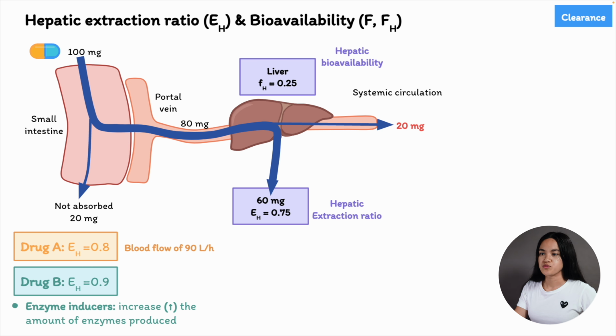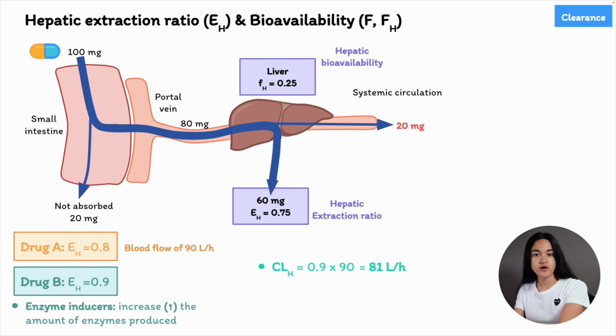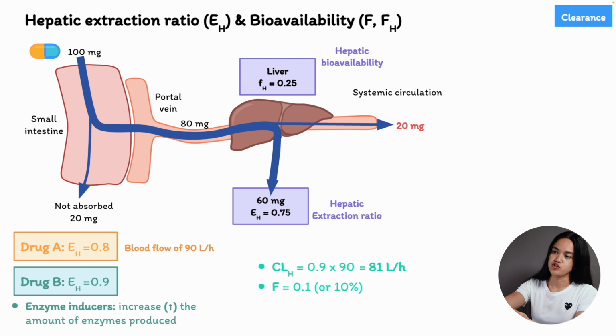So what's going to happen to the hepatic extraction ratio? It's going to increase. And so if our hepatic extraction ratio is 0.9, what will drug A's hepatic clearance and bioavailability be? We get a hepatic clearance of 81 liters per hour, which is higher than normal due to an increase in enzyme levels, resulting in a 10% reduction in bioavailability. Okay, why? Because we produced more enzymes, which is going to interact and change the metabolic capacity of drug A.